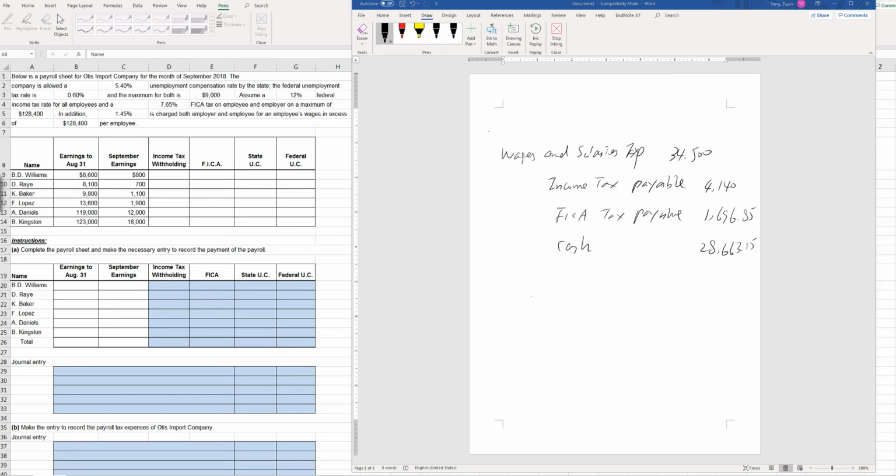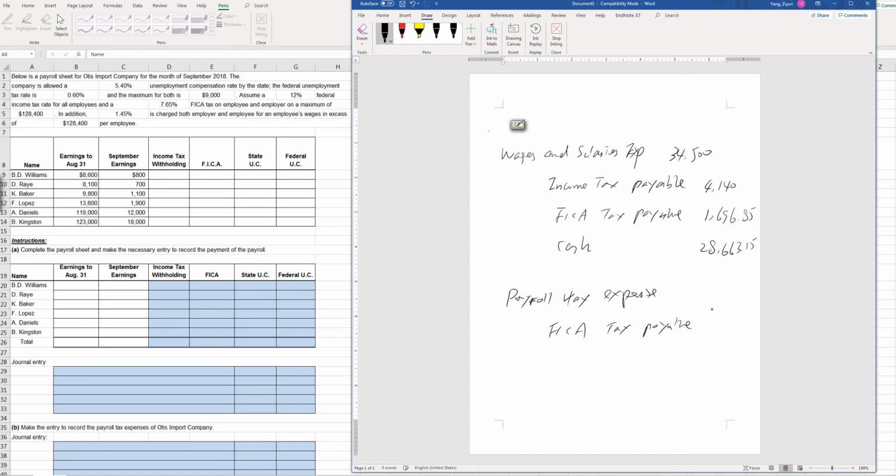The next journal entry, we're going to record the payroll tax for the employer. So we debit the payroll tax expense for the employer. It consists of the FICA tax because the employer is going to match all the FICA tax payable, the same amount.